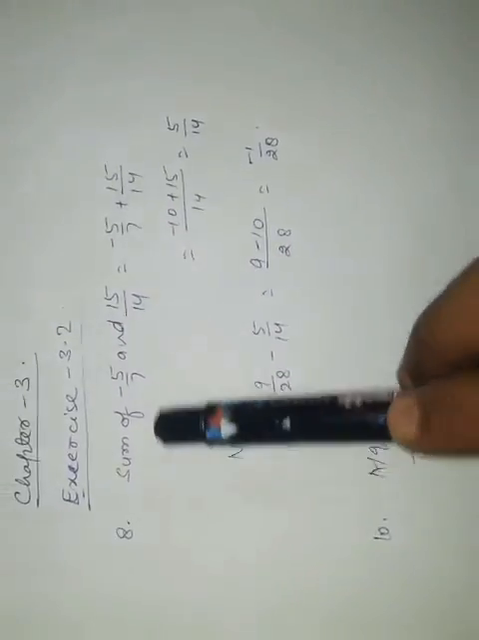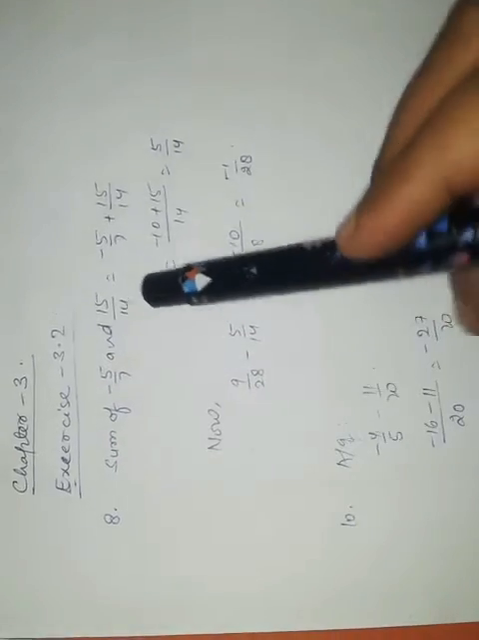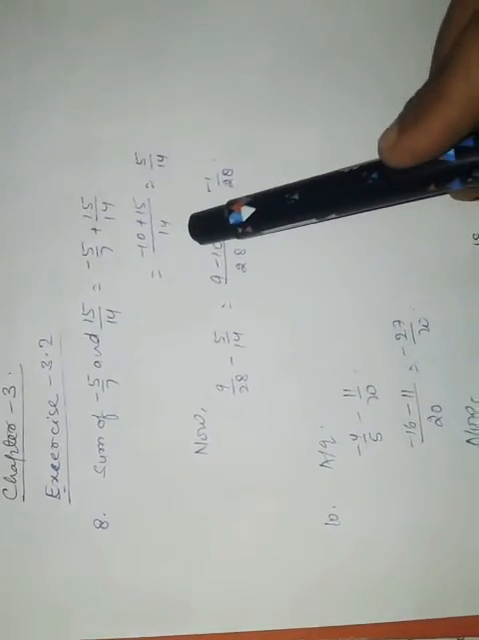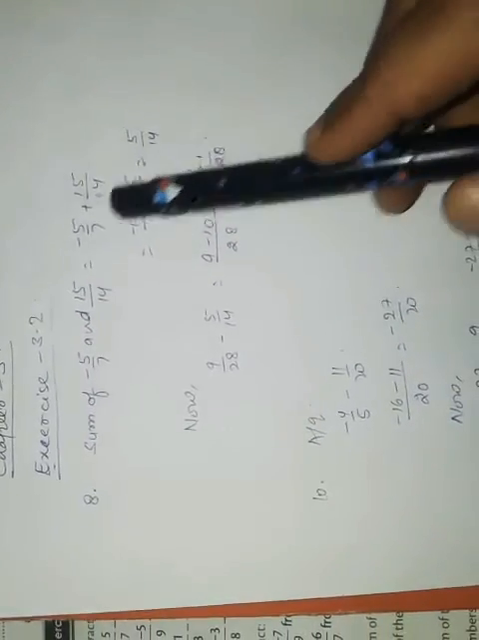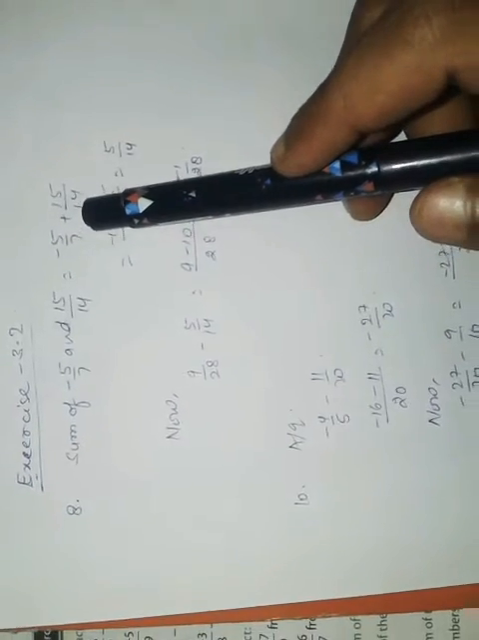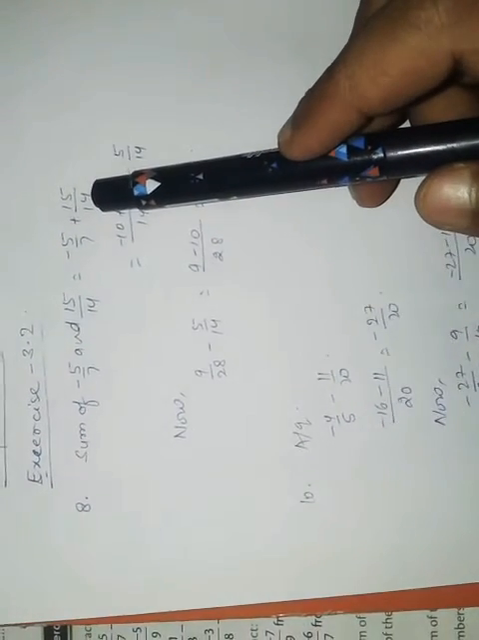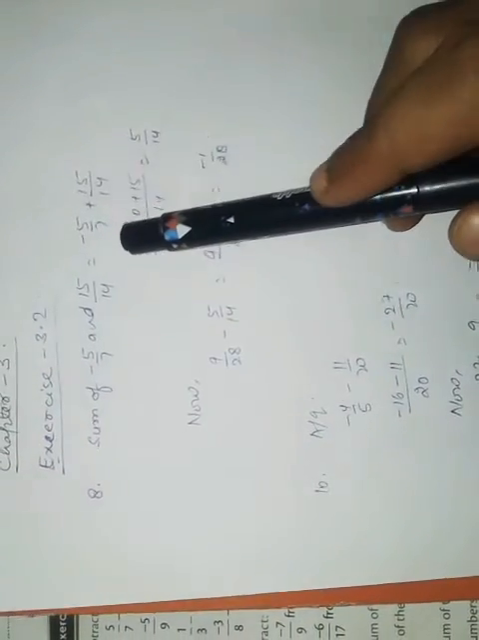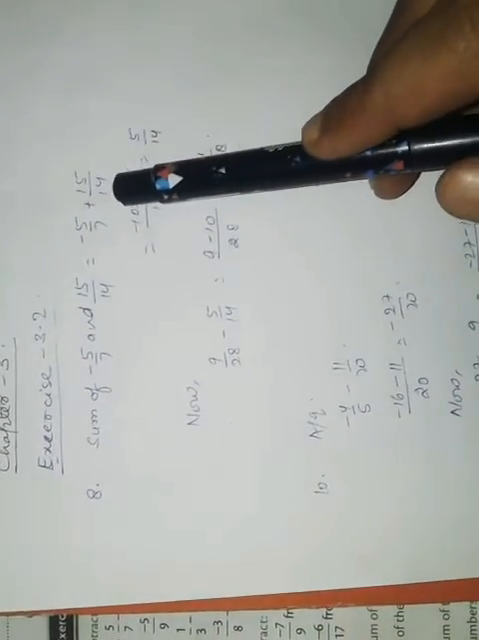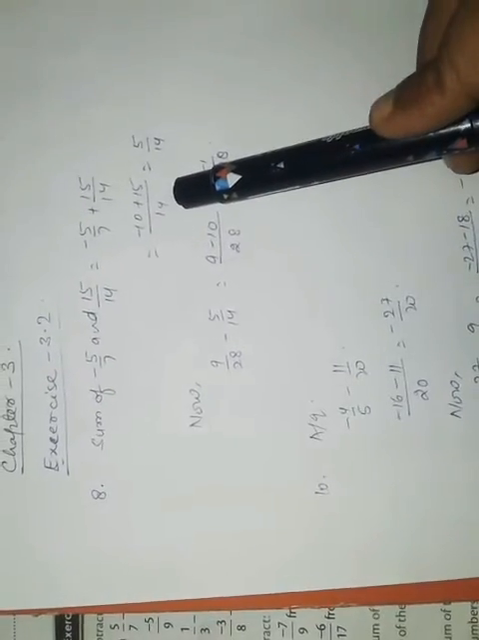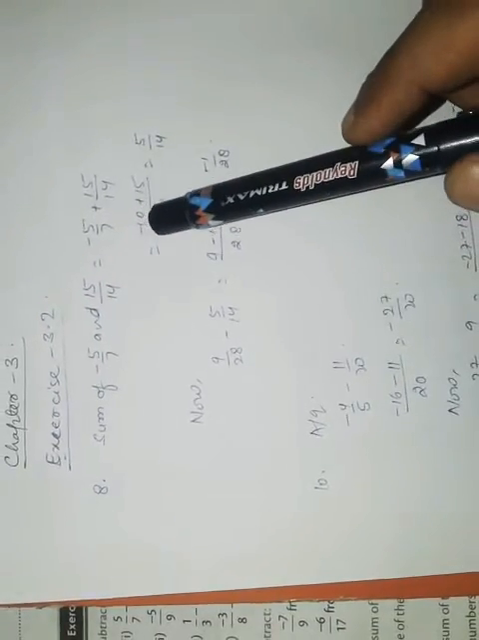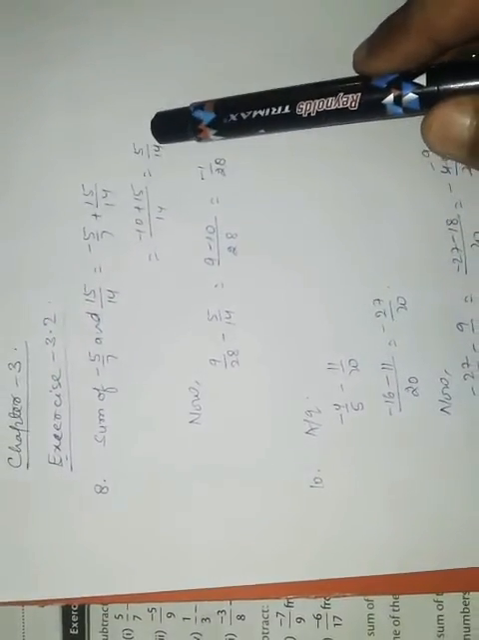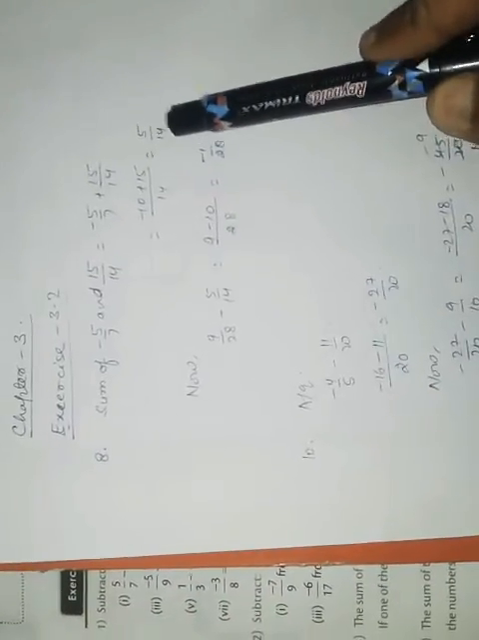So let's go ahead. The sum of minus 5 by 7 and 15 by 14 equals minus 5 by 7 plus 15 by 14. We take the LCM of 7 and 14, that is 14 itself, because when we take the LCM of two numbers and one of them is a multiple of the other, the bigger one becomes the LCM. So 7 times 2 is 14, so minus 5 times 2 is minus 10. Plus 15, we get here 5 by 14. This is the sum of these two numbers.